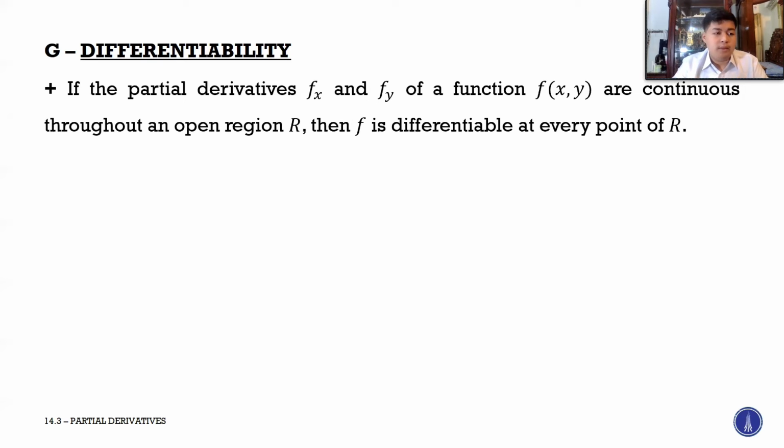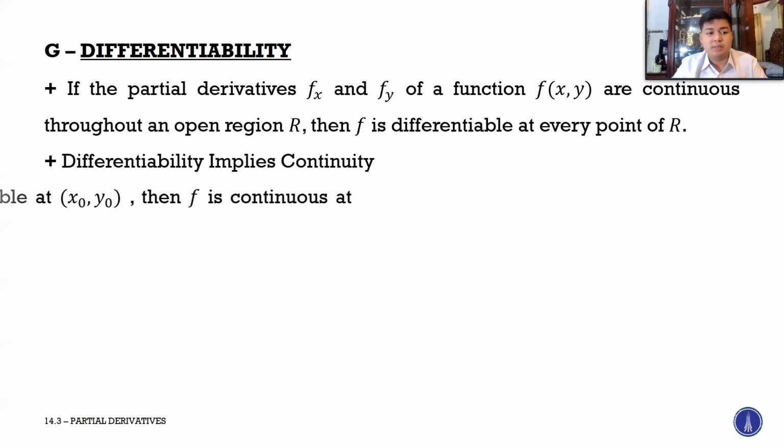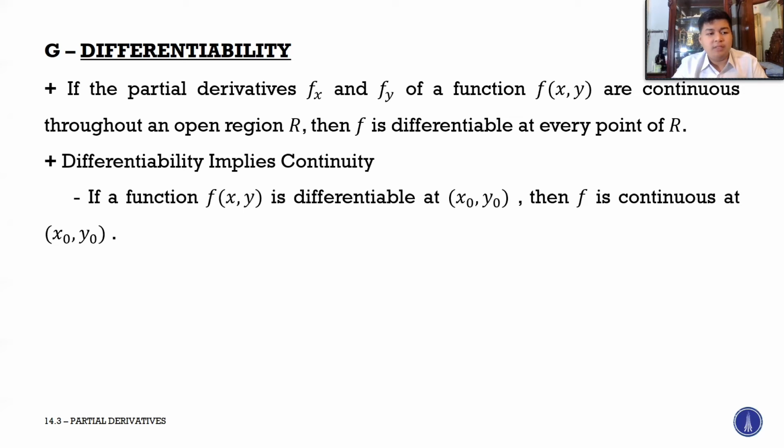In this, if the partial derivatives fx and fy of a function f of x and y are continuous throughout an open region R, then f is differentiable at every point of R. And in this last point, differentiability implies continuity: if a function f of x and y is differentiable at x sub 0, y sub 0, then f is continuous at x sub 0, y sub 0.